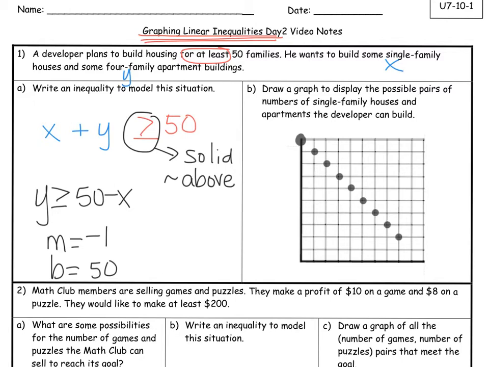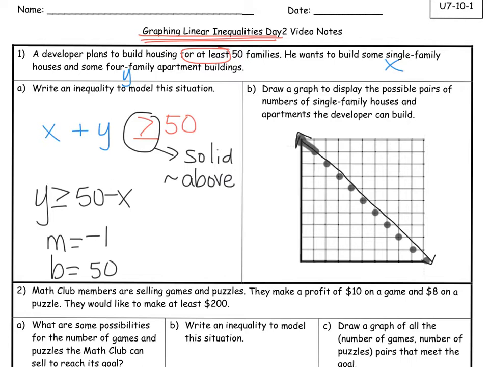But I forgot to do one thing. I forgot to label my axes, so I'll go back and do that in just a second. And since it's greater than or equal to, we are connecting this with a solid line. Hopefully your line is straighter than mine. So what I forgot to do was label my axes.